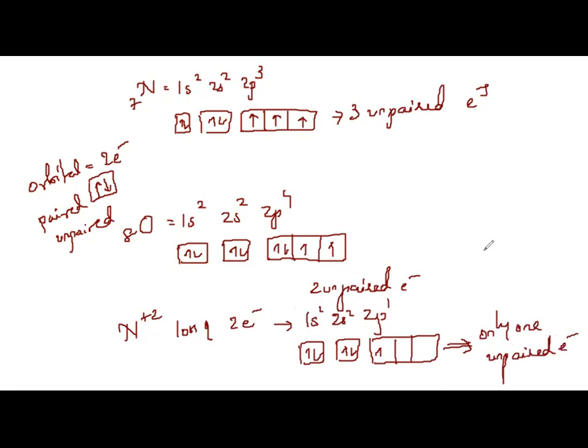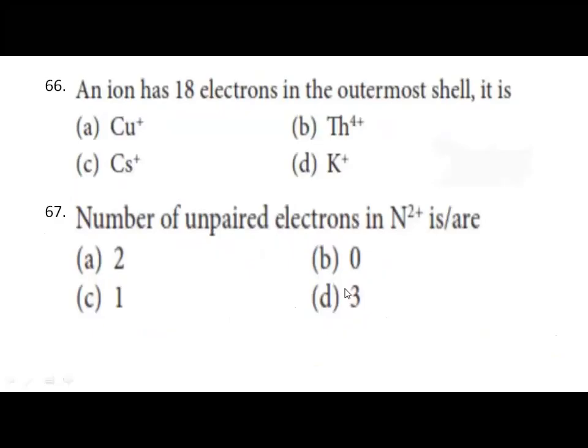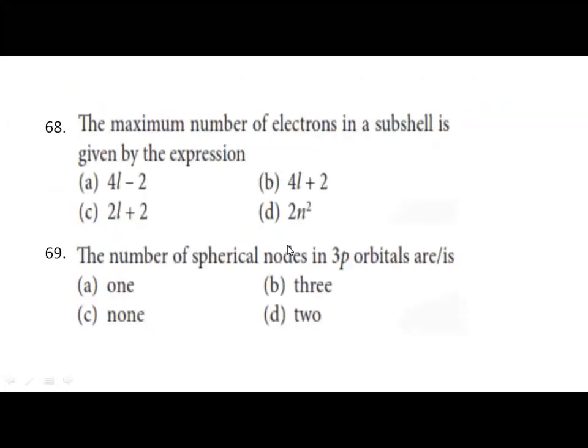Unpaired electron. Understood? So pairing means when both the electrons are present with opposite spins. Unpaired means when there is only one electron. So how many unpaired electrons in N plus 2? N plus 2, it is only 1.